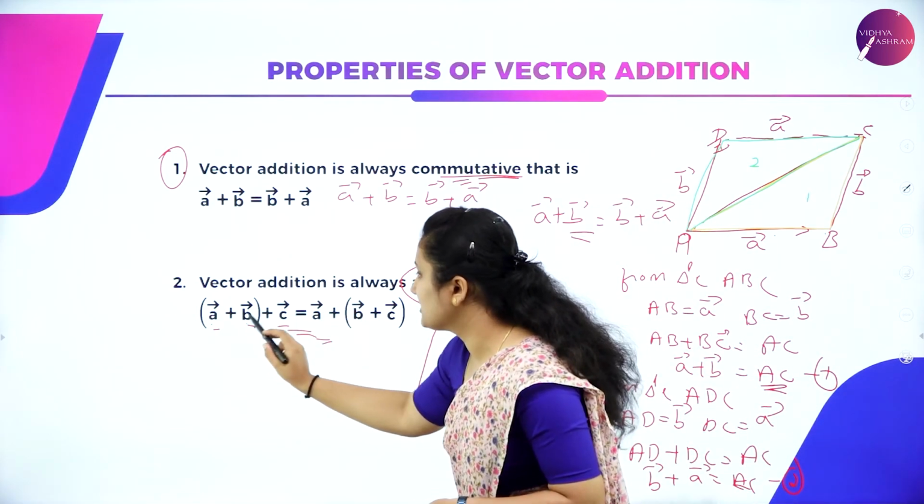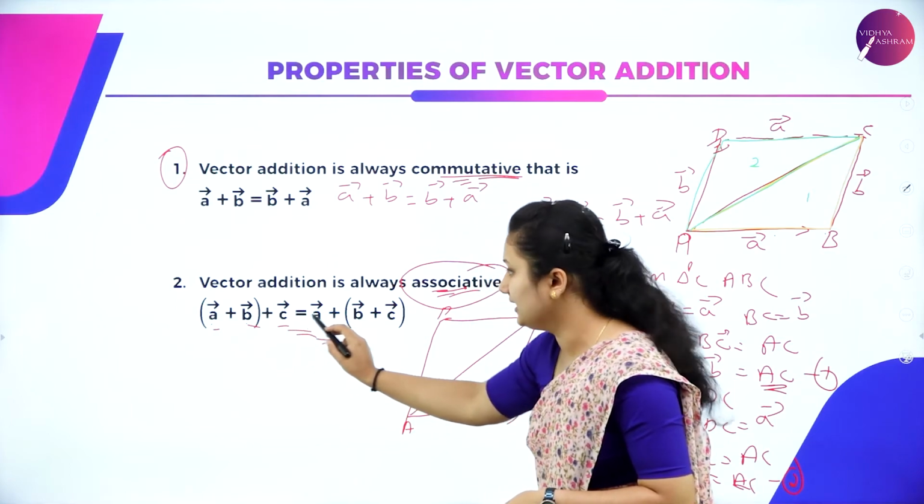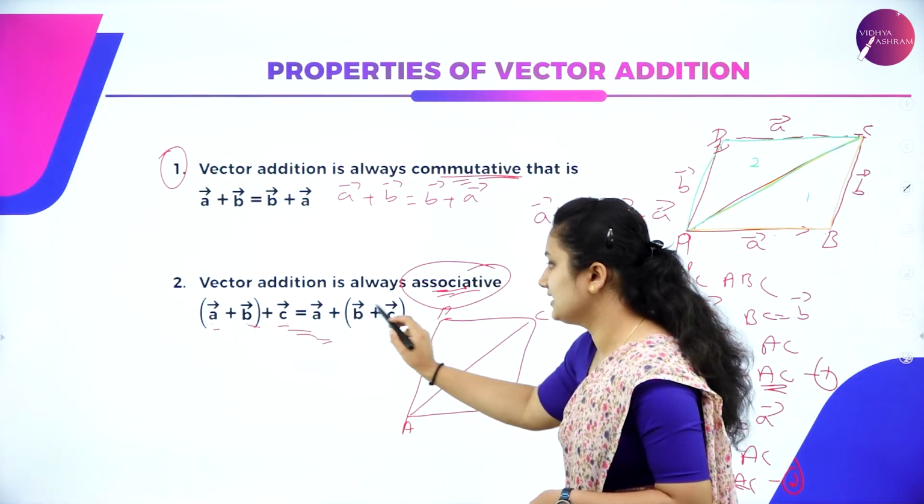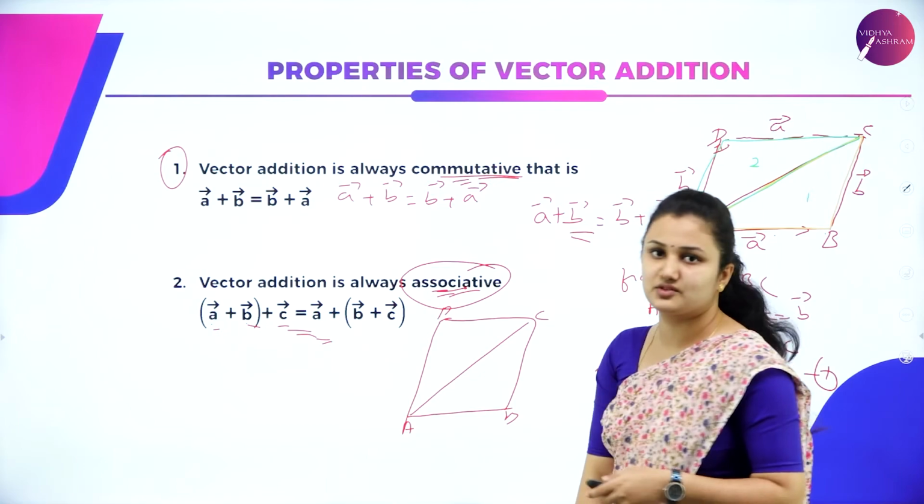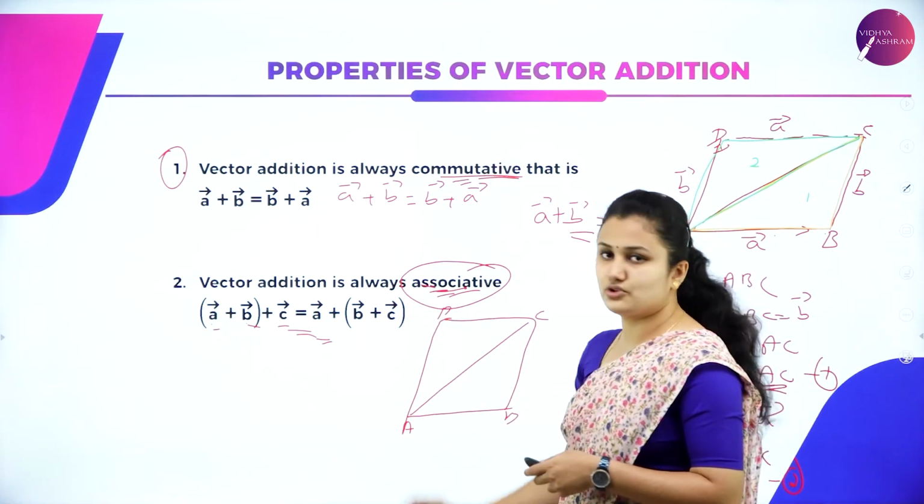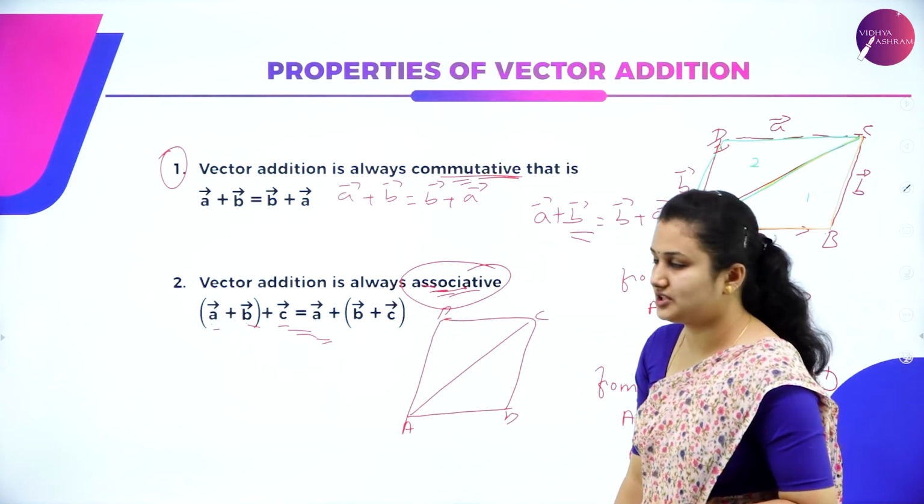Associative means (A + B) + C equals A + (B + C). You can see the change of brackets for the vector. So vector addition is associative.